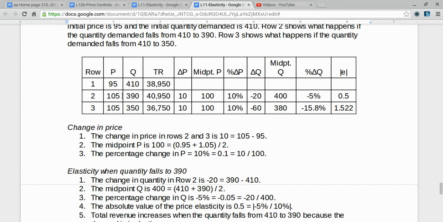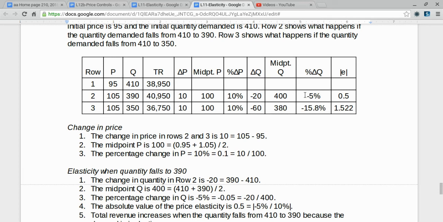Let's look at row 2. Here we have quantity falling from 410 to 390. That's a decrease of 20. The average quantity, or the midpoint quantity, is the value halfway between 410 and 390. That's 400. If we divide minus 20 by 400, we'll get minus 5%.